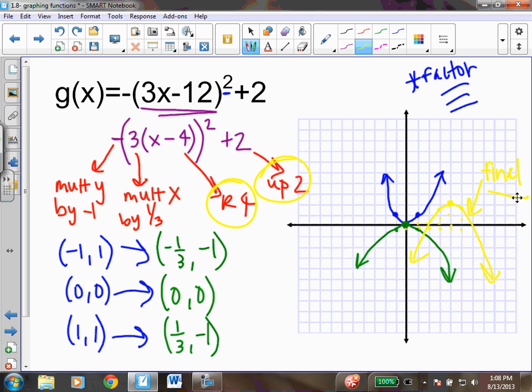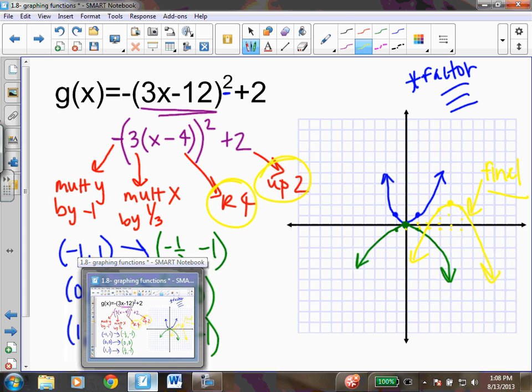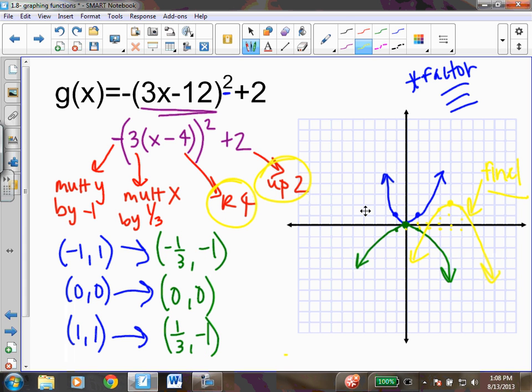Again, even though this process was complicated, I followed the same 3 steps. Figured out my parent function, figured out my stretches, then I figured out my shifts. If you have questions, please feel free to write them down and we will go over this more in class.